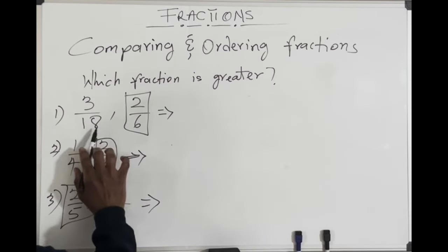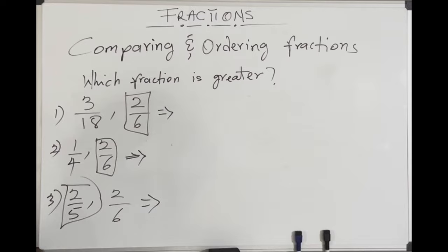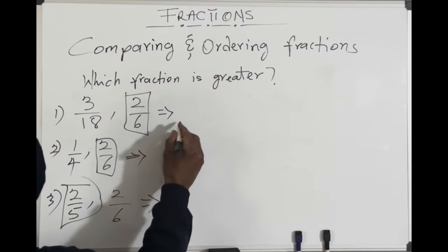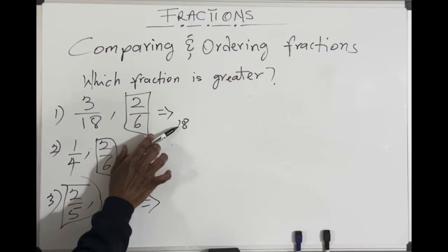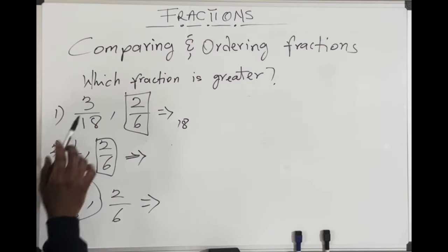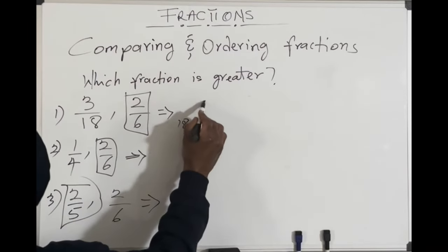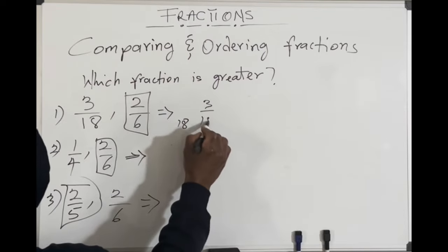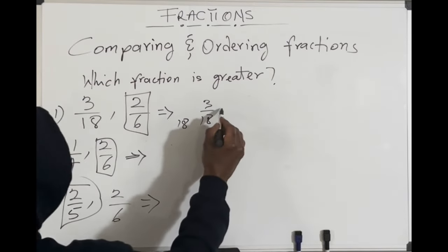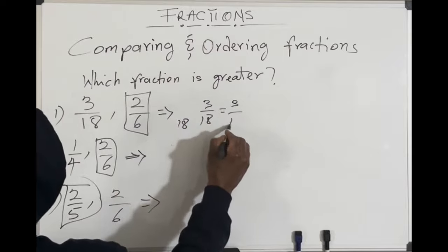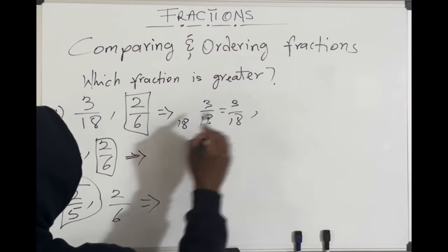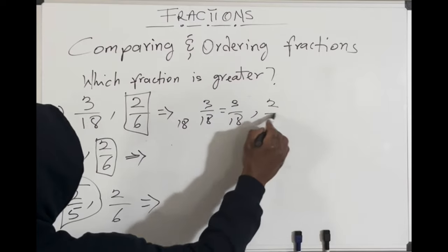So the LCM for 18 and 6 is what? 18, right? Okay, so we have 18. 18 goes into 18 how many times? 1. We multiply it by the 3 over 18. So 1 times 3, so 3 over what? The same 18. Okay, and then 2 over 6.